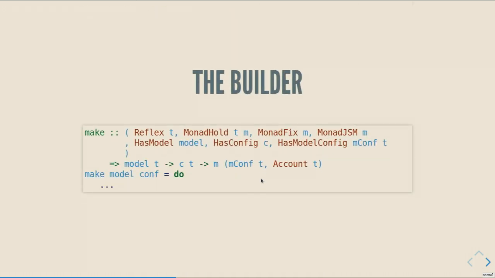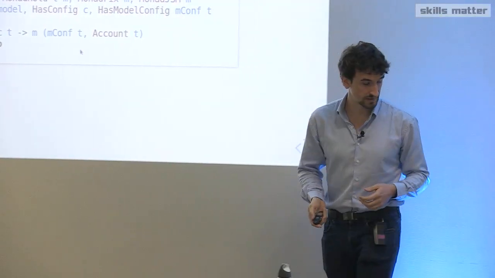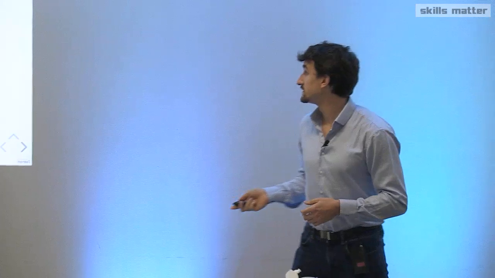And then the builder function, which I usually call make. And this might be interesting because, as you see here, our signature is pretty polymorphic. We don't have concrete types. The model is just some arbitrary type, which has the constraint HasModel. The same for the config, HasConfig, and the same for our return value, the model config. It just needs to satisfy HasModelConfig. And we're going to see in a minute why this is very useful.